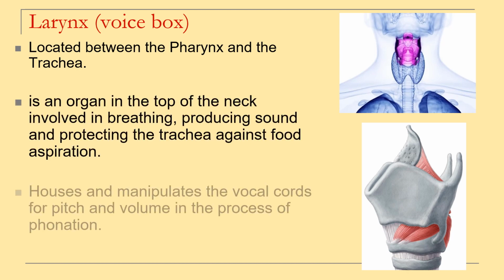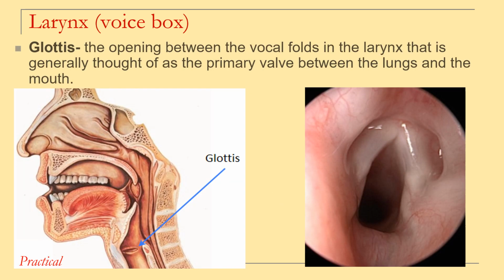The larynx is also known as your voice box. It's located between the pharynx and the trachea, of course. It's at the top of the neck, involved in breathing, producing sound is probably the biggest component, and protecting the trachea against food aspiration. So our larynx plays an active role in keeping food out of our respiratory system. Food and liquid, when we're eating or drinking, all of that ends up in our digestive system thanks to our larynx. It houses and manipulates the vocal cords for pitch and volume in the process of phonation.